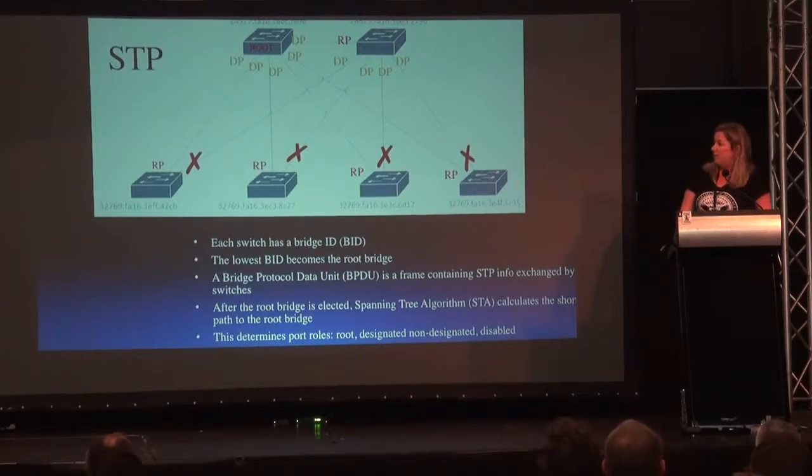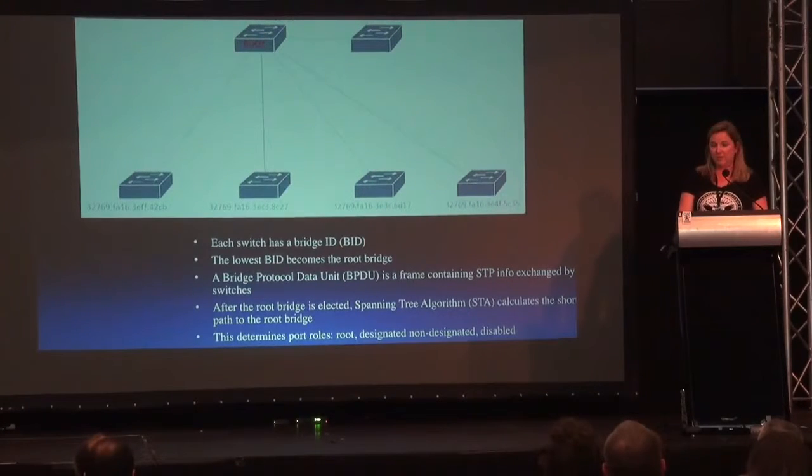So this redundant network, once spanning tree is done with it, would look something similar to this, where there's only a single path between each switch.